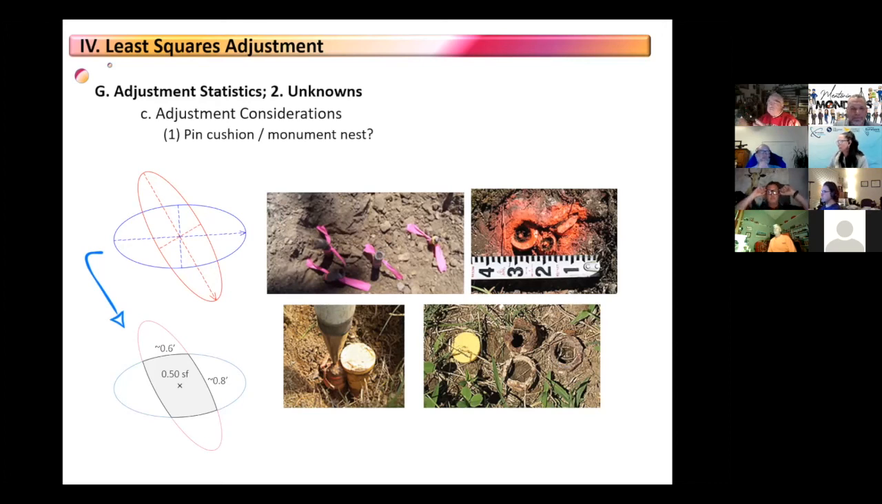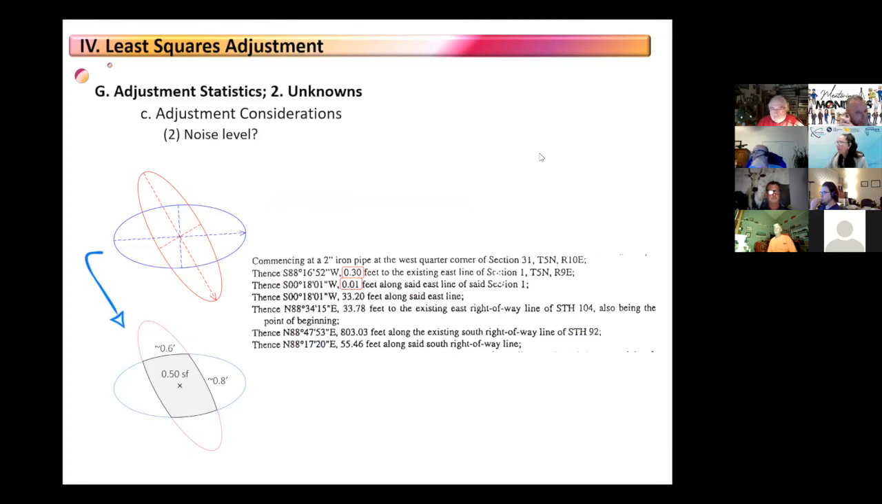Now, there are other reasons we can wind up with monument nests. But if it's strictly because I got a slightly different position because of my survey quality than somebody else did, then is it really statistically significant that there is a difference between where that monument is and where I propose to put a monument? The other place where it comes into play, and unfortunately I see this too often, and I used this example when I talked about the rules of construction, is you wind up with numbers that come out of an adjustment that really don't mean anything. They're within the noise level of the adjustment.